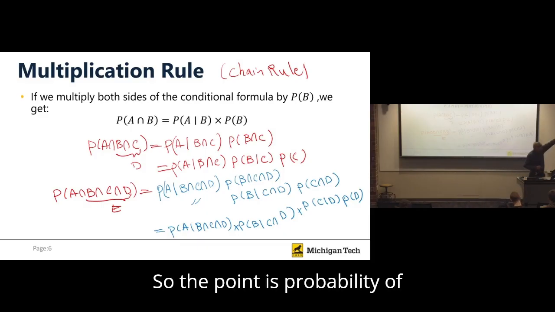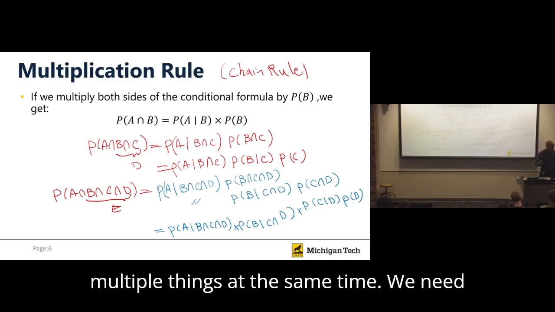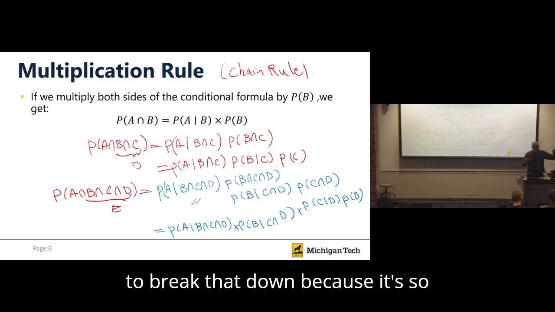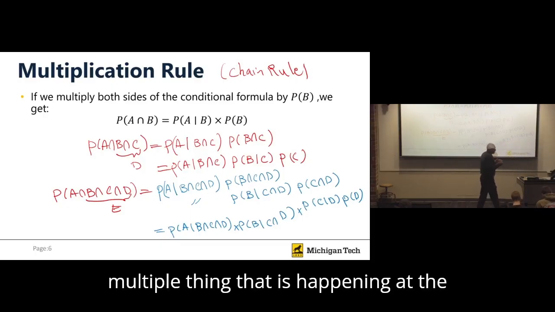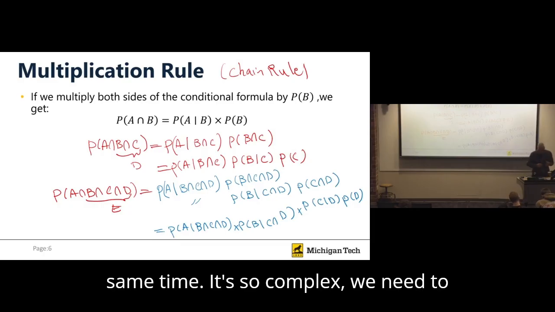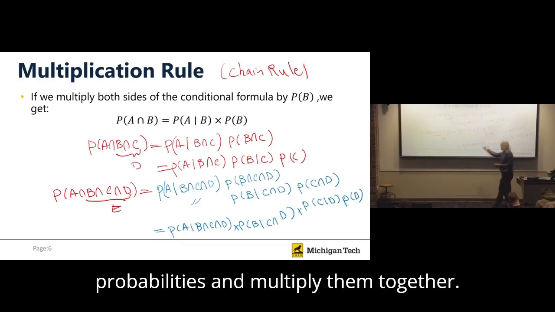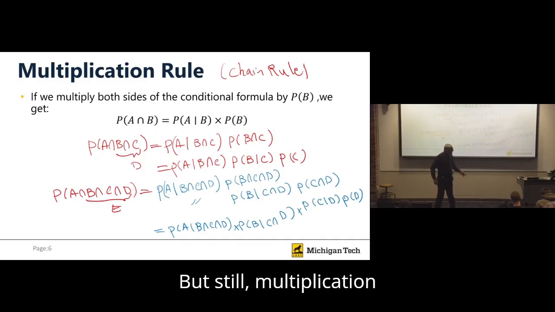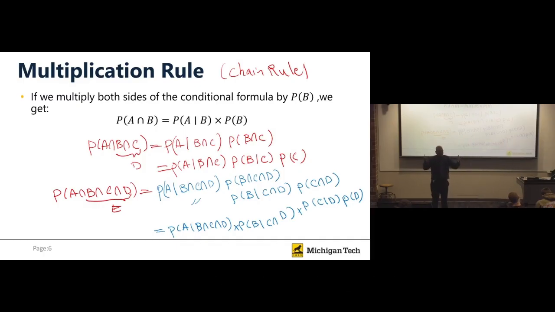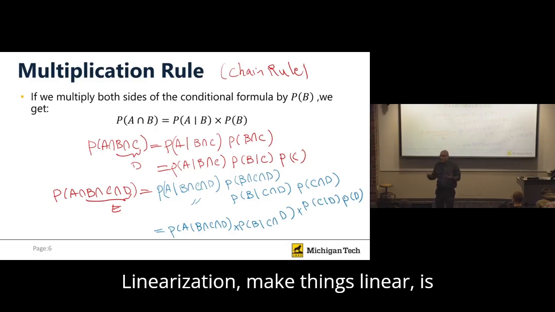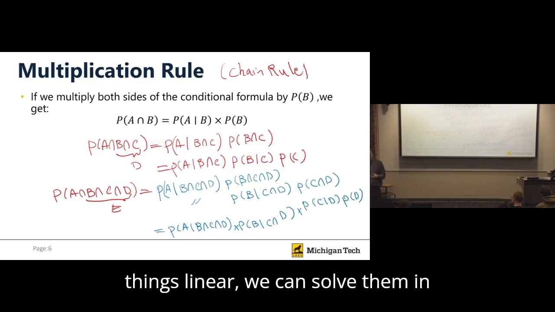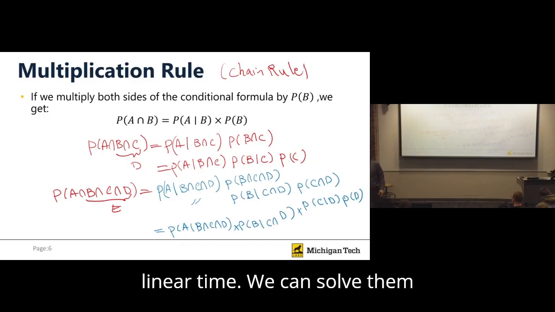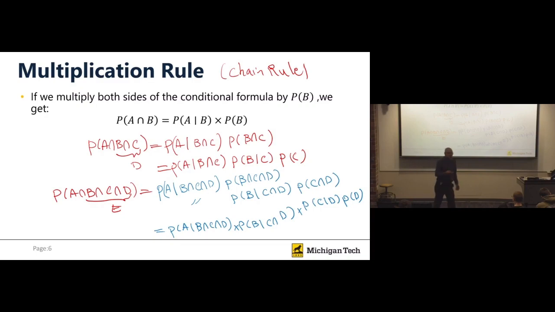So the point is the probability of multiple things happening at the same time. It's so complex, we need to break that down into smaller probabilities and multiply them together. But still, multiplication is not linear. Linearization, making things linear, is very important for us. When we make things linear, we can solve them in linear time, we can solve them easier.